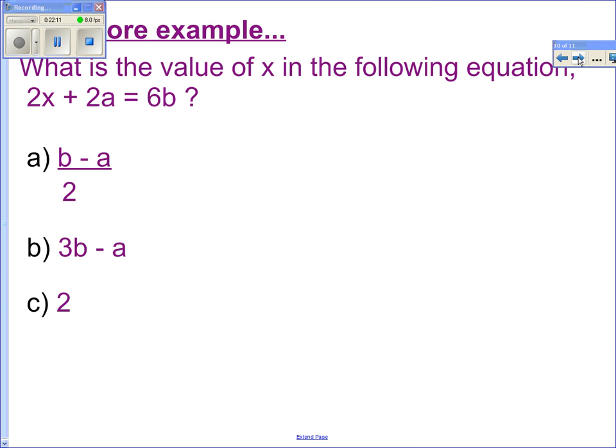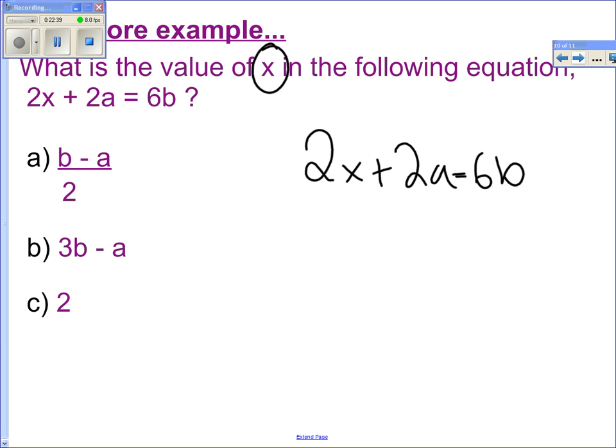Now, this just gives you some more examples. What is the value of x in the following equation? So this is a multiple choice question. So we have 2x plus 2a is equal to 6b. Now, the thing here is that if you can simplify your numbers, you want to try to. So this is an example of how we could simplify our numbers. So remember, I'm solving for x. So first I'm going to subtract 2a from both sides, minus 2a.